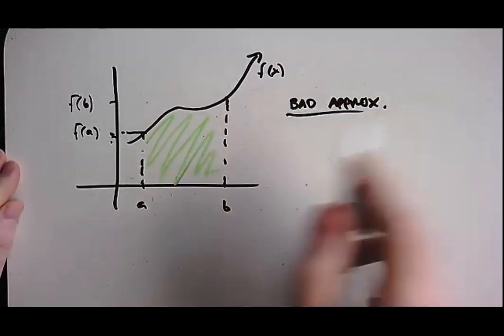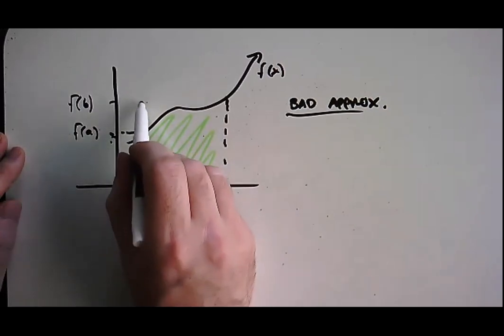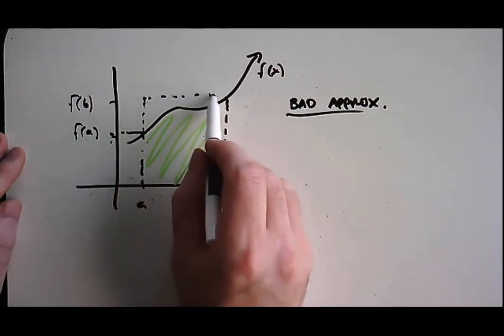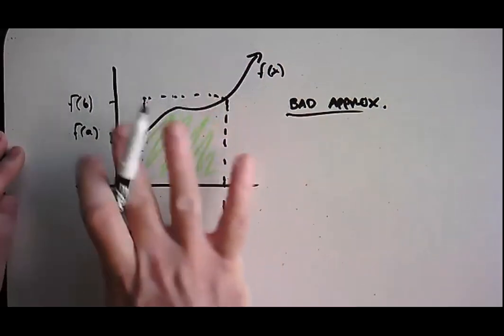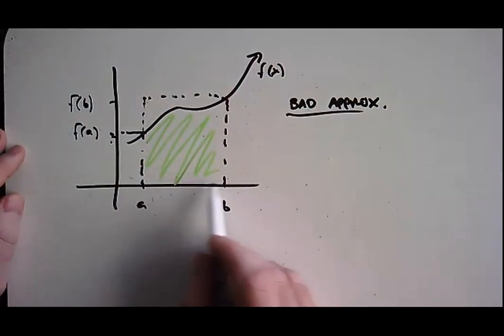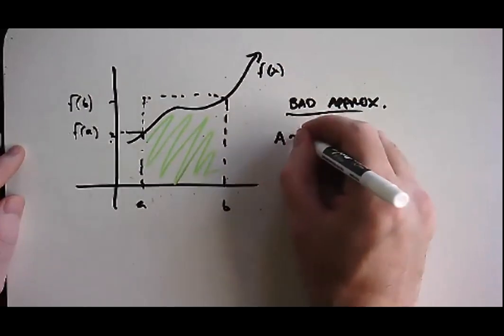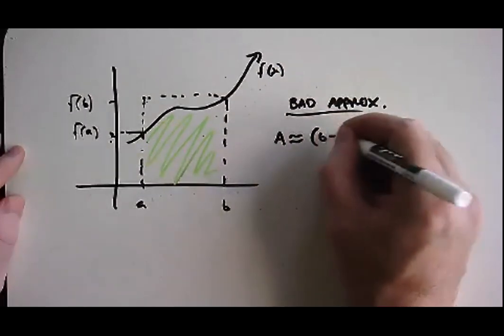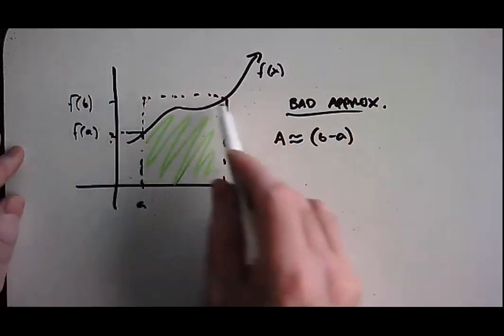So if we really didn't care about getting what this area was, we could just calculate the area of this rectangle right here. So what would the area of that rectangle be? It's obviously an overestimate. It would be too big. Well, the width of that rectangle would be b minus a. So there's the width, b minus a. And then the height of that rectangle would just be f of b.